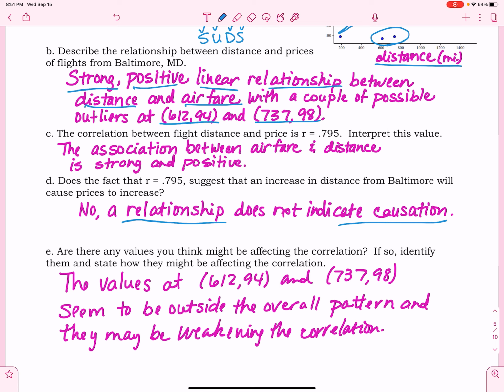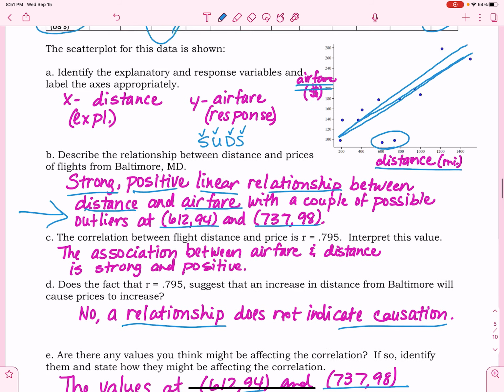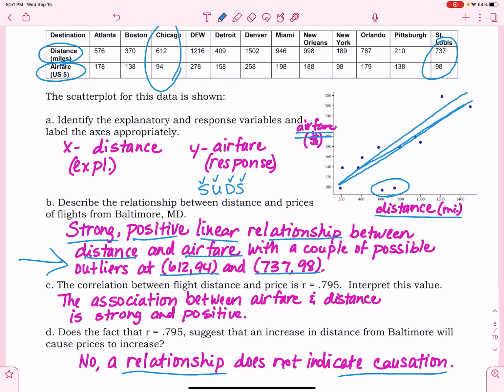All right, are there any values you think might be affecting the correlation? Well, I already addressed these when I described my relationship right up here. But let's talk about how we think they might affect the correlation. So these values right here, they do seem to be outside the overall pattern, so they may be weakening the correlation. So let me show you something.